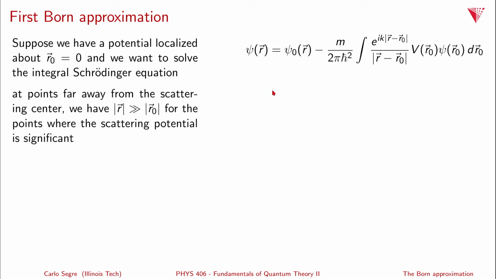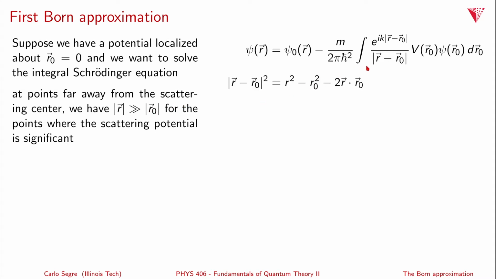If you're far away from the scattering center, you have that the magnitude of r is much, much bigger than the magnitude of r0 for points where the scattering potential is significant. That is, close to the origin or close to r0, your scattering potential is going to be something that you have to deal with, but when you're far away, it's going to be small because it drops off.